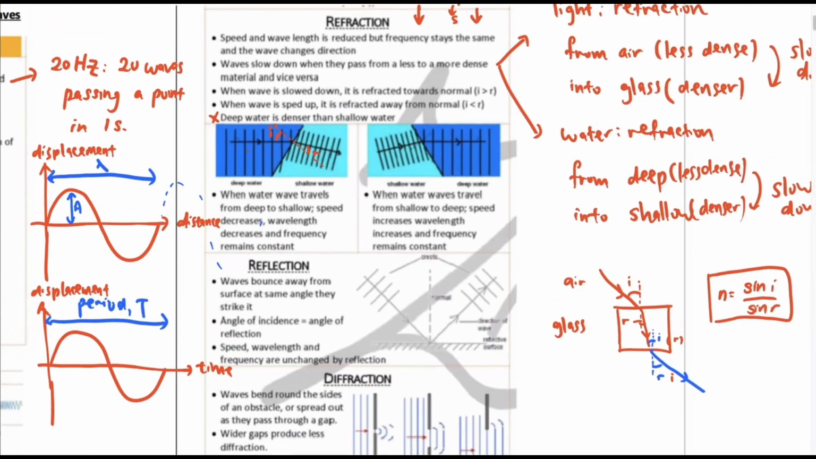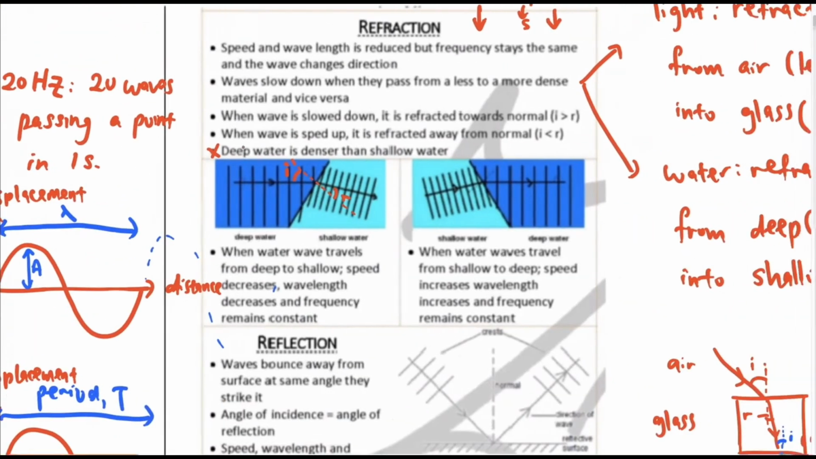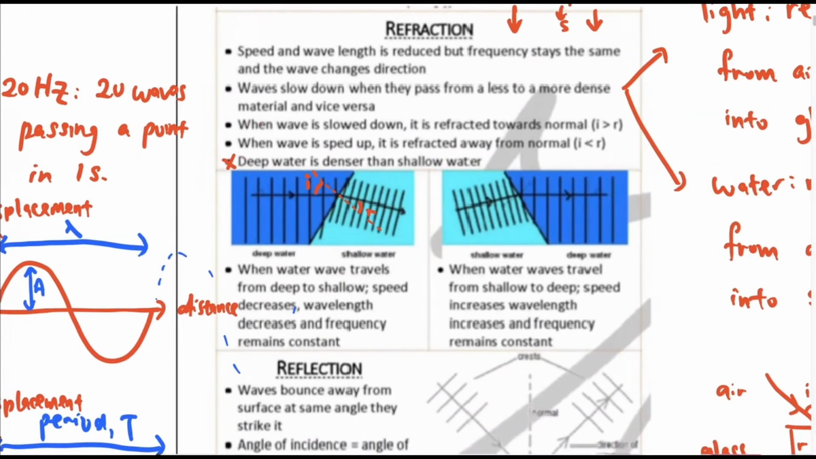So you should expect, okay, I zoom in. When you draw, you have a big wavelength to a smaller wavelength. So this is bigger and this one is smaller. So the wavelength decreases. So make sure you make the lines closer together when they enter the shallow region. Okay, so this is the opposite way.